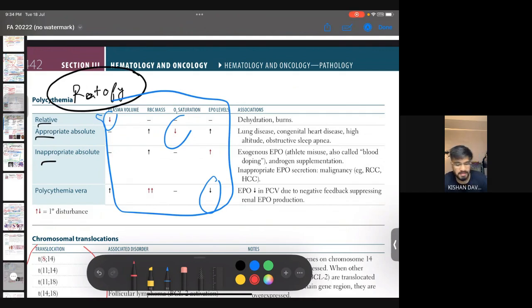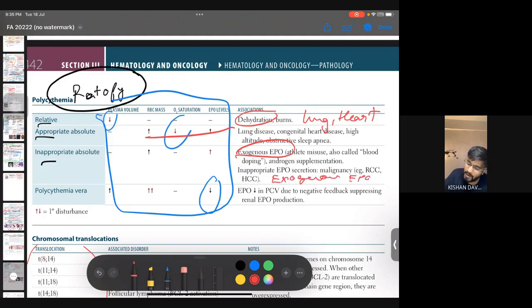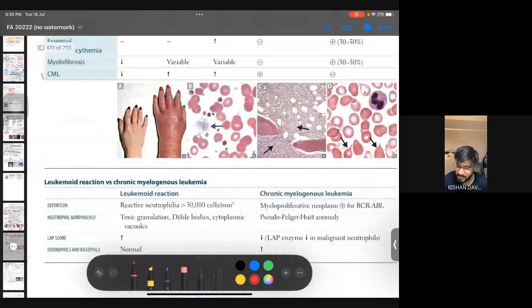I can help you with one thing: remember the cases. If they give you dehydration, it's relative. If they give you lung or heart disease, it is appropriate absolute. If they give you that the patient is using exogenous EPO and androgen, it is inappropriate absolute. Okay, and anything else that comes up with polycythemia. So this is how you are going to remember, and mark my word, this table is very important. In UWorld there are 2-3 questions, in NBME also there is a question, in the exam also you will be asked. Okay, so this was all about polycythemia vera.